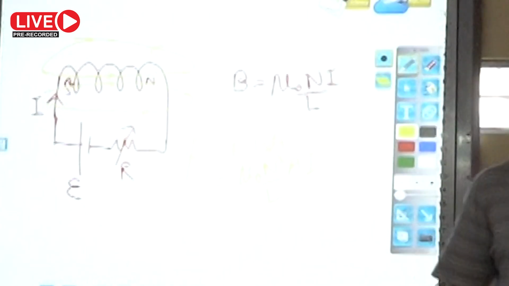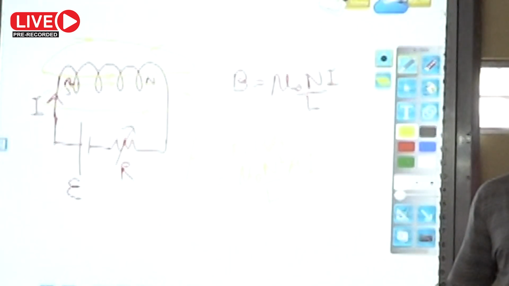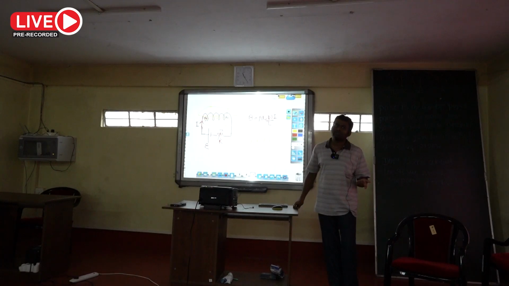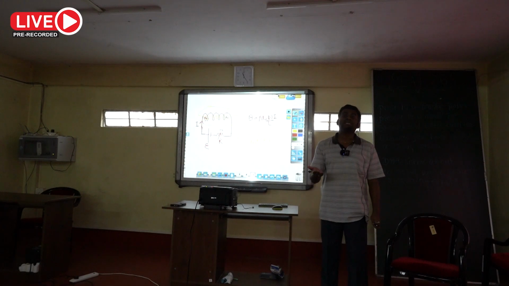Suppose I want to decrease this resistance, then what will happen? Current in the coil will increase, so flux will increase from this equation. See, B is increasing, which means flux will also increase. Due to the change in flux, an EMF will be induced, and from Faraday's law, this induced EMF will try to oppose the cause of its production. What is the cause? Increase in current. So it tries to decrease the current.